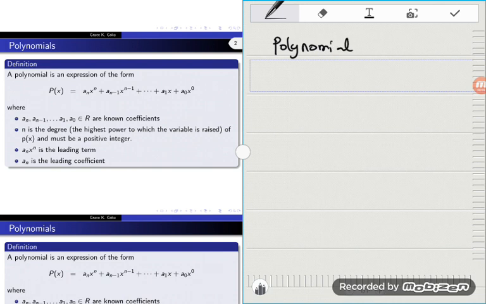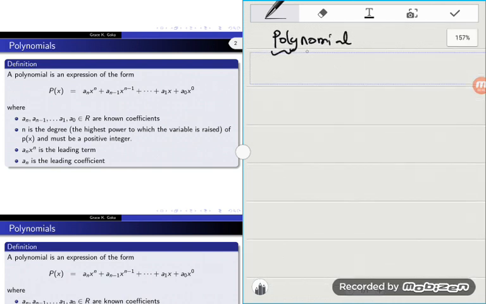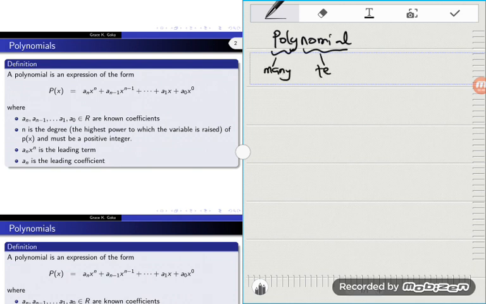is made up of two words. The first part, which is the poly, and then the second part, which is the nomial. Poly means many and nomial means terms. And so if you put these words together, you have many terms. So a polynomial mathematically is an expression of many terms.